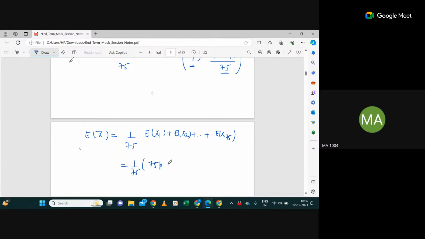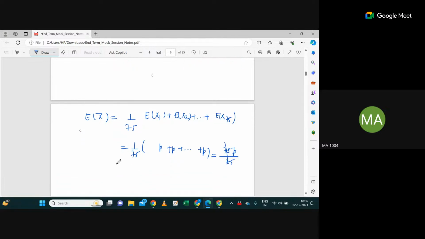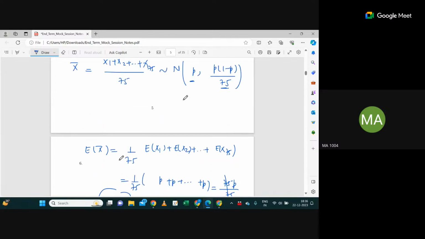For the ith person, the mean will be p, right? If it is detected. So it will be 75p divided by 75, and it will cancel out. So the expected value of X bar is p, which is the same, right?